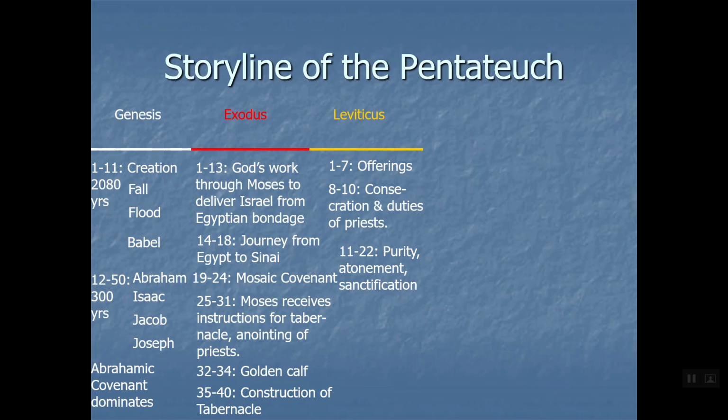Chapters 11 through 22 are regulations concerning purity, atonement, and sanctification. Leviticus is very much a book about holiness. It very much instructs us about the holiness of God and this distinction between unclean and clean. Now, that wasn't always a sin issue.